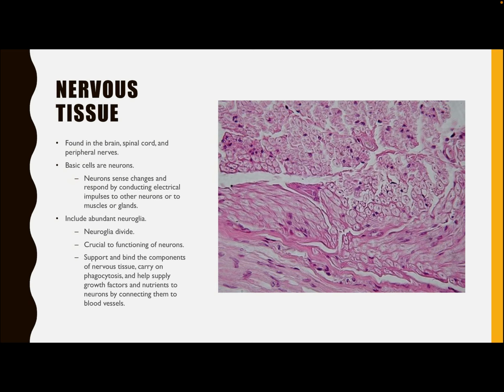Also, we have the neuroglia, of which there are a lot, which support and bind the components of nervous tissue. They carry on phagocytosis and help supply growth factors and nutrients to neurons by connecting them to the blood vessels.